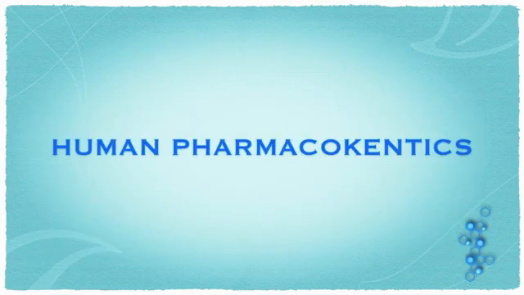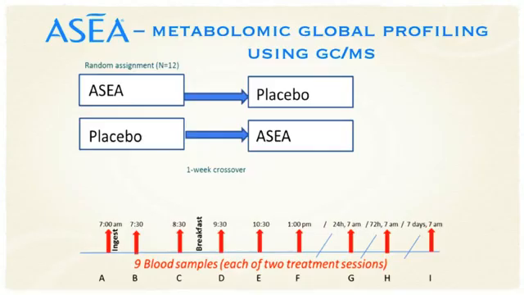Pharmacokinetics has to do with the way in which this happens over time. So the next study that Dr. Nieman's group embarked on was using gas chromatography and mass spectrometry to look at the way in which 12 subjects who were randomized to either get placebo or ASEA to watch how their metabolome or their metabolic shift was occurring in a time period.